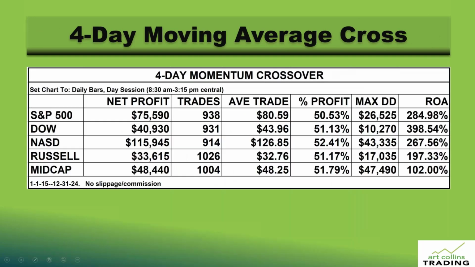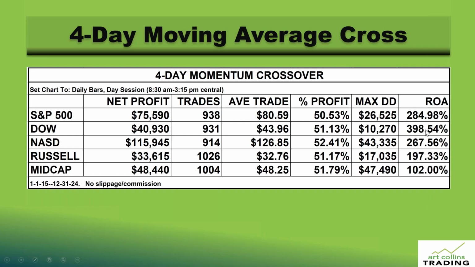As I always insist, we have corroboration across the related markets. In terms of that all-important ROA, the best performer for this data bank is the Dow: $40,930 profit, $10,270 worst drawdown, 398% return on account.